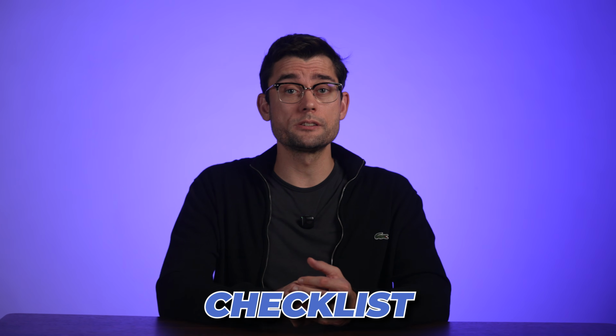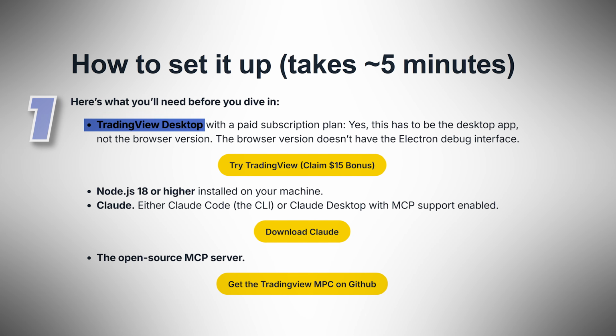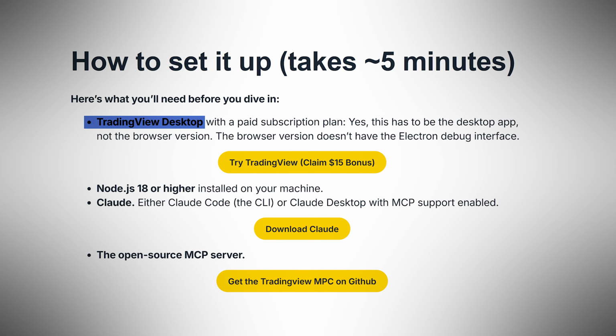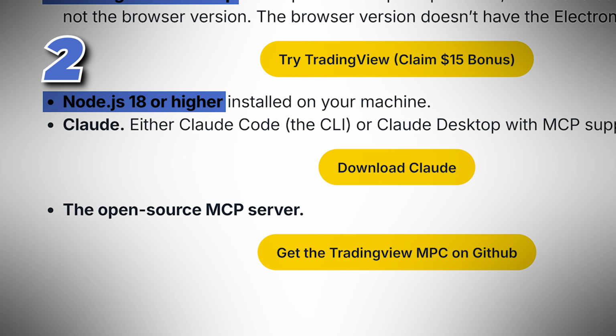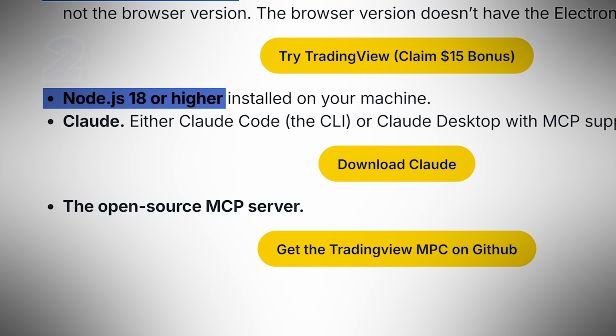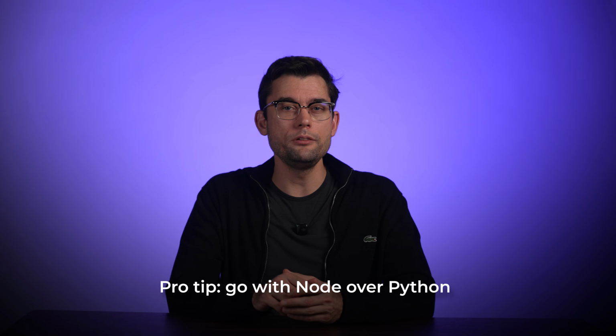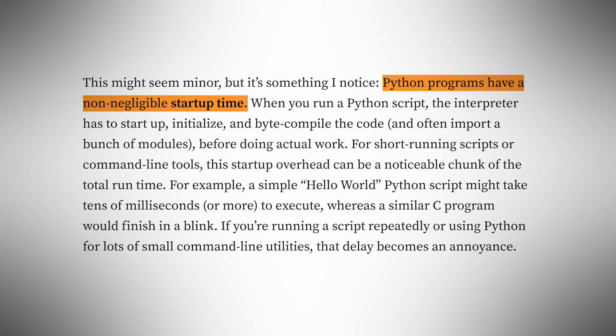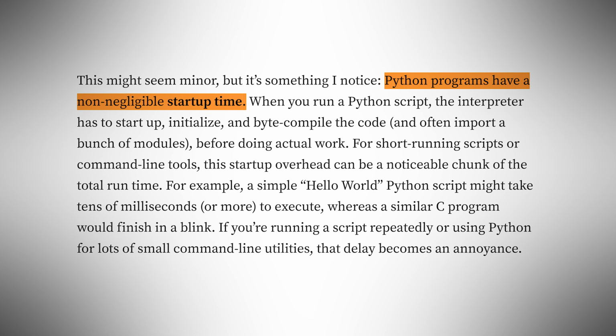Now that you know what's happening, let's talk about what you actually need to make it happen. First things first is the checklist. 1. The TradingView desktop app. Signed in, not the browser. 2 is Node.js version 18 or higher. Pro tip here, go with the Node over Python. Python-based servers on Windows have a habit of running into startup issues, and Node just sidesteps that whole headache.